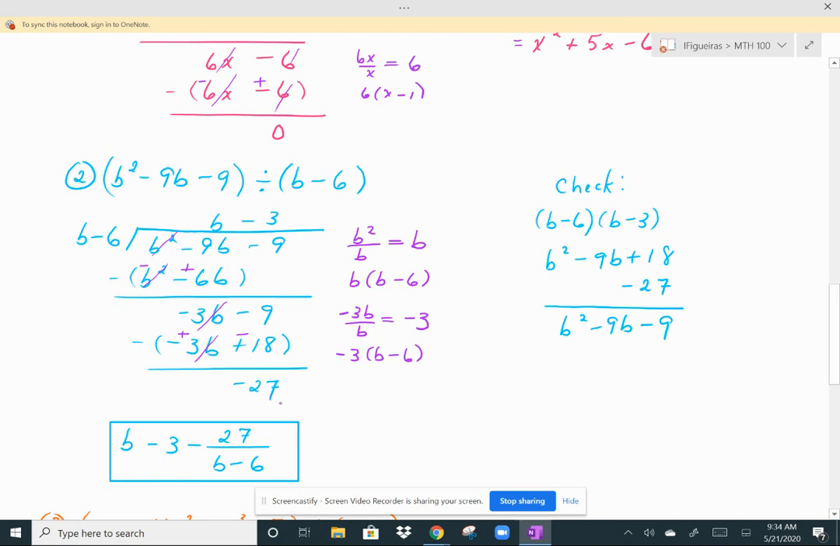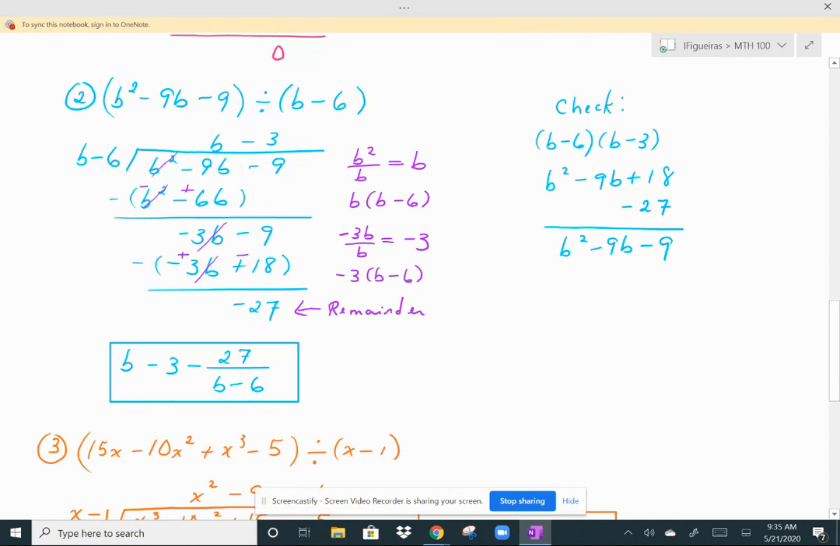So I know this is a remainder because I don't have any other terms to bring down here, right? I'm done. There's nothing else to carry down. So negative 27 is considered to be the remainder of the problem. So the way you express that is you would take your quotient, b minus 3, minus, and then you put the remainder over your divisor. So it's minus 27 over b minus 6.